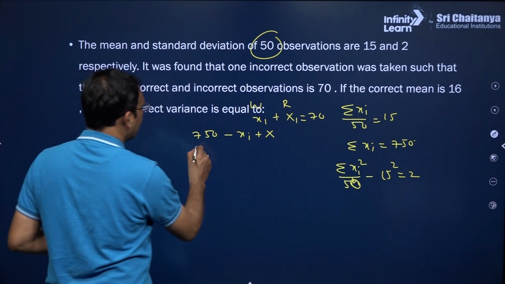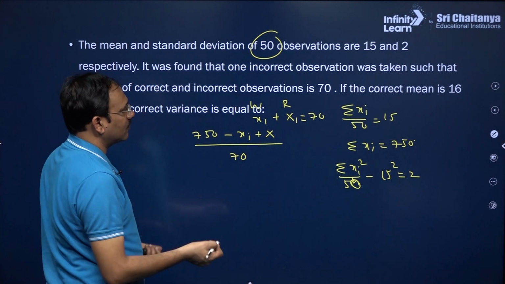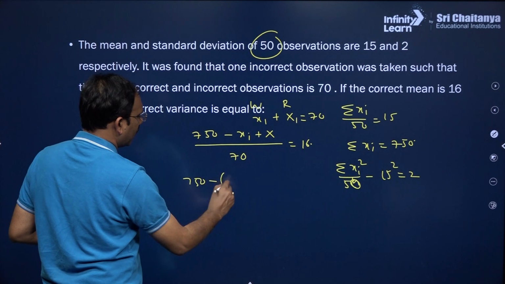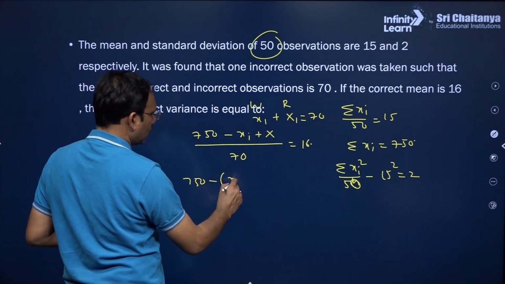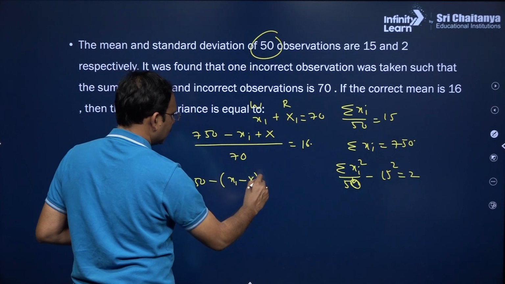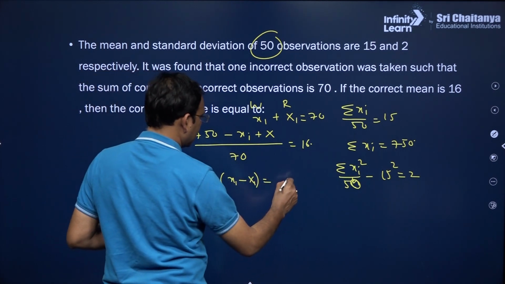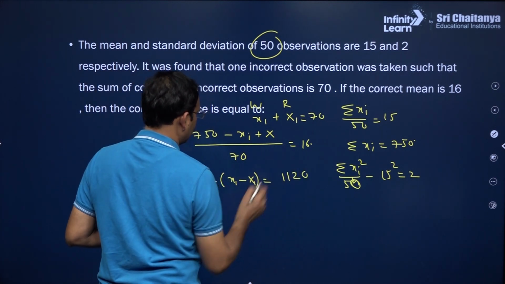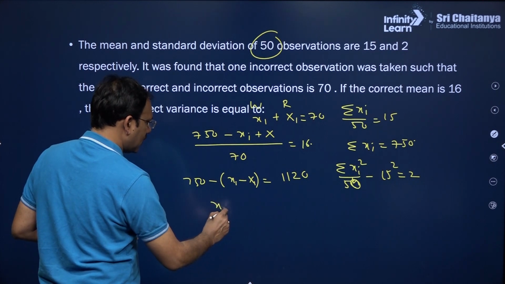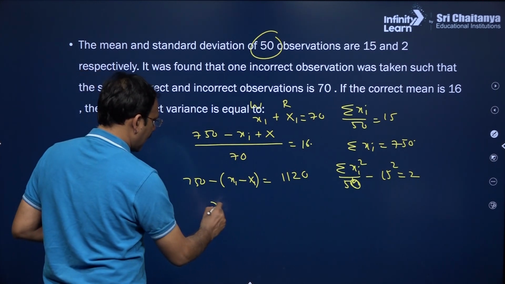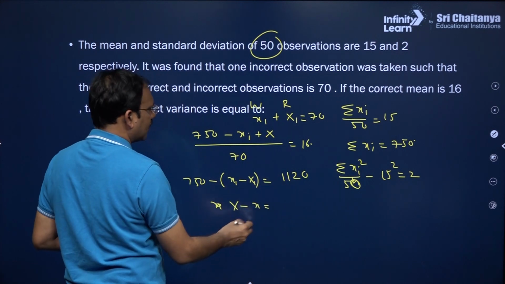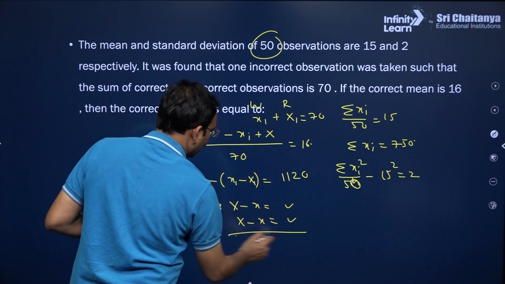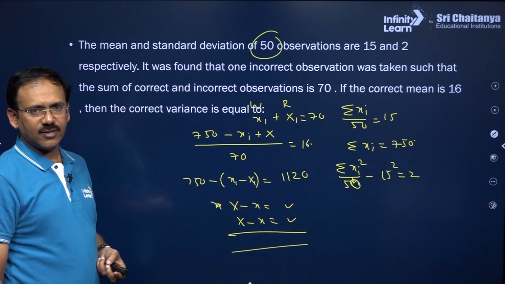So now the number of items is going to be 70 itself. The correct mean is 16 here. So 750 minus small x, that is x1 minus capital X1, is equal to 16 into 70, 1120. So you will get from this the capital X minus small x value. Already capital X plus small x is equal to 70, already there. You can find capital X and small x values, my dear friends, right.